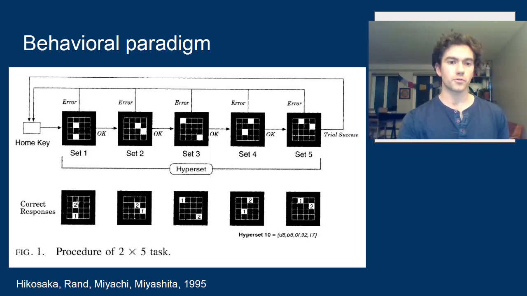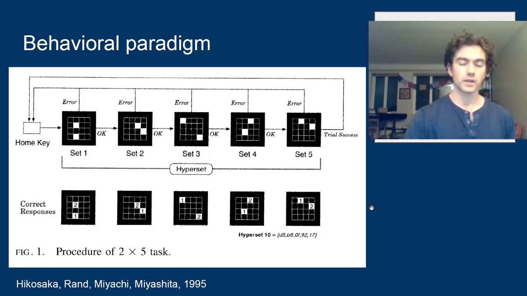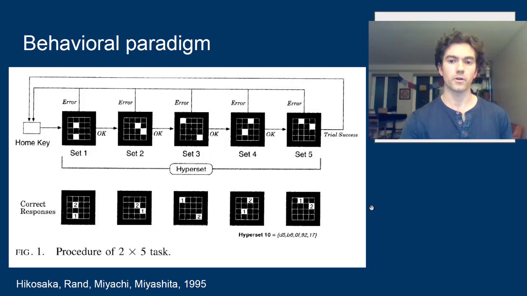If the monkey gets these two correct, then the monkey will move on to the next set of buttons. They have to press those in order as well, and then move on to the next set of 2 and the next set of 2 and the next set of 2. And they say that this set of 5 sets composes a hyperset. So that's going to be the terminology that's important to think about looking at these studies moving forward.